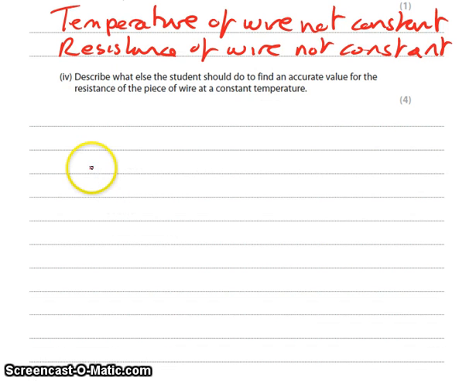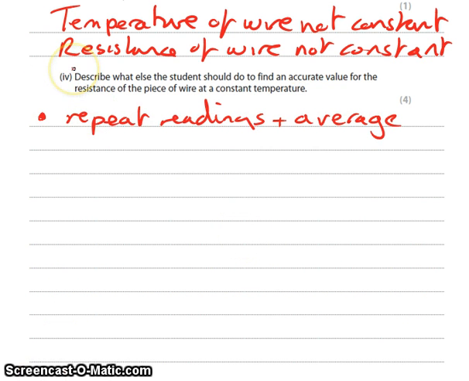This part 4 was badly answered by some students, with only 1 mark being scored. I think one of the easiest answers to give in these accurate value, now accurate value means the true value, is to put down, repeat your readings and take an average. The next idea was, how do you keep the temperature of the wire constant? If you just say constant temperature, it's mentioned in the question, so you won't get a mark. You need to actually give how you're going to do this.